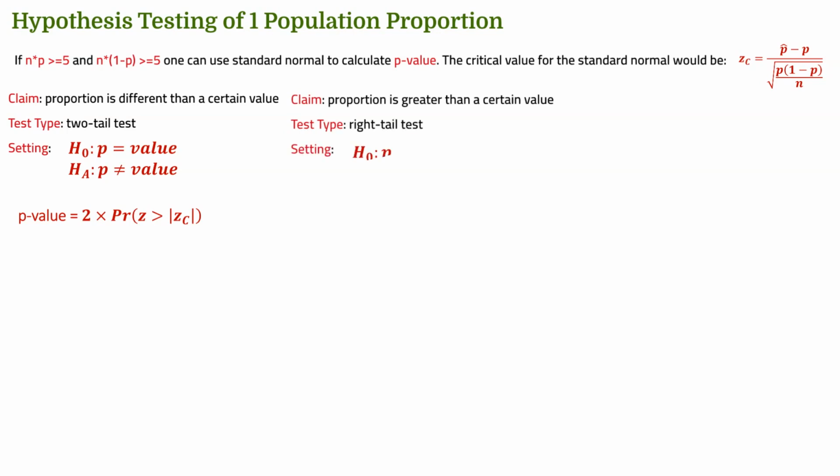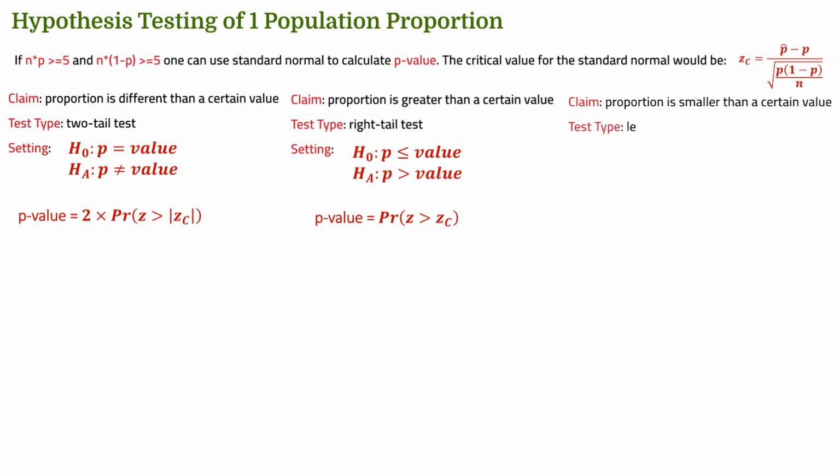Claim: proportion is greater than a certain value. It's a right tail test. The setting is H0, p less than or equal to the value, HA, p greater than the certain value, and p-value is calculated as probability of Z greater than ZC, as ZC is calculated as before. As you can see, Z greater than ZC and p greater than that certain value, the sign is the same.